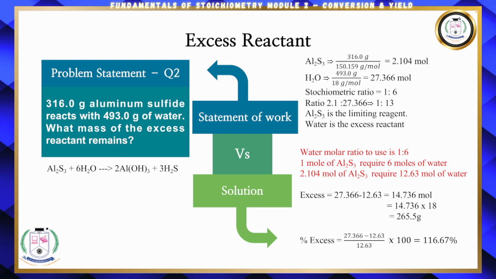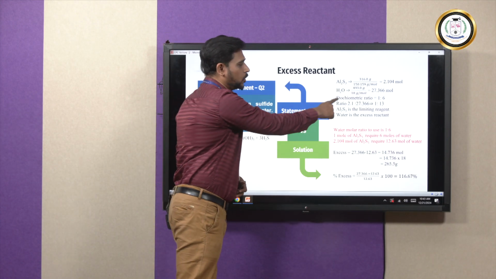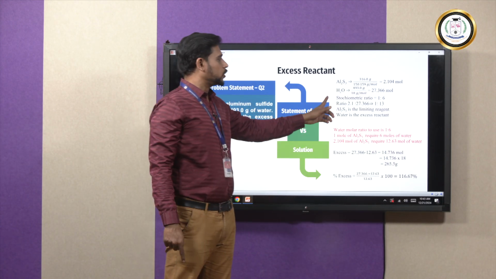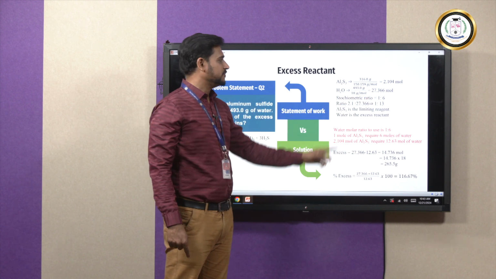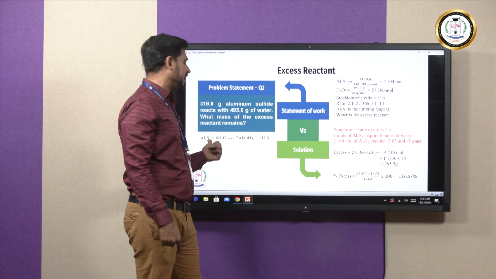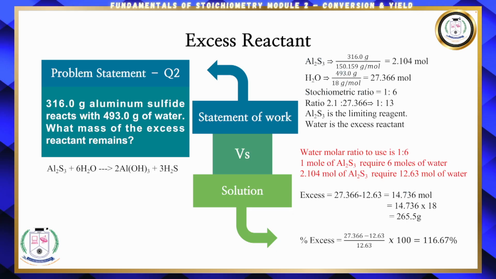So the ratio of what we actually fed into the reactor is 2.1:27.36, that is nothing but 1:13. The stoichiometric ratio is 1:6, but the availability is 1:13. So check it out, Al2S3 is the limiting reactant and water is the excess reactant. The actual requirement is 6, what we fed is 13. So water is the excess reactant.